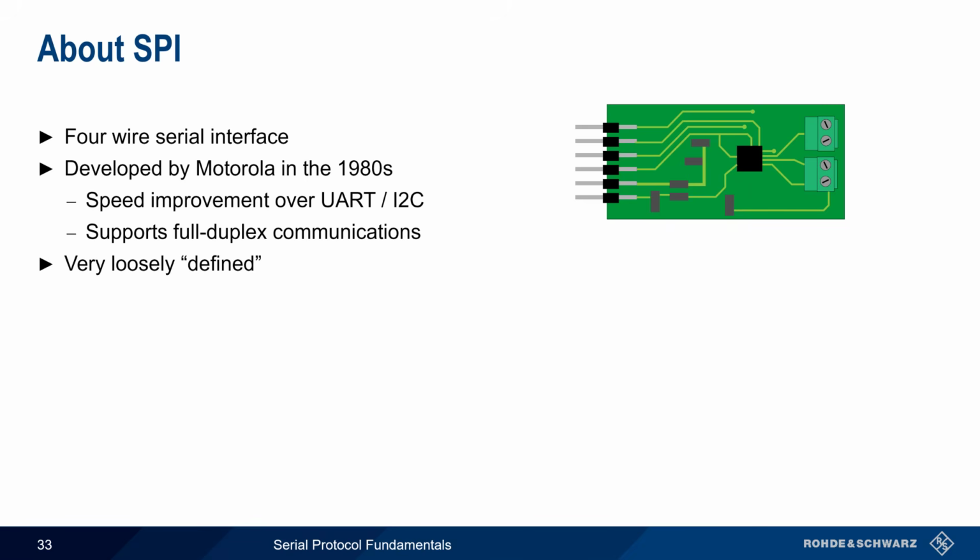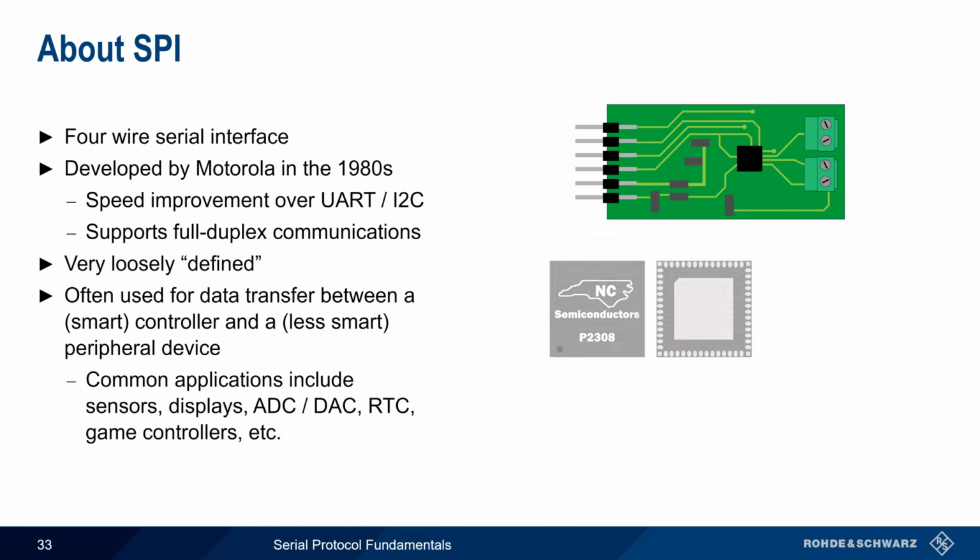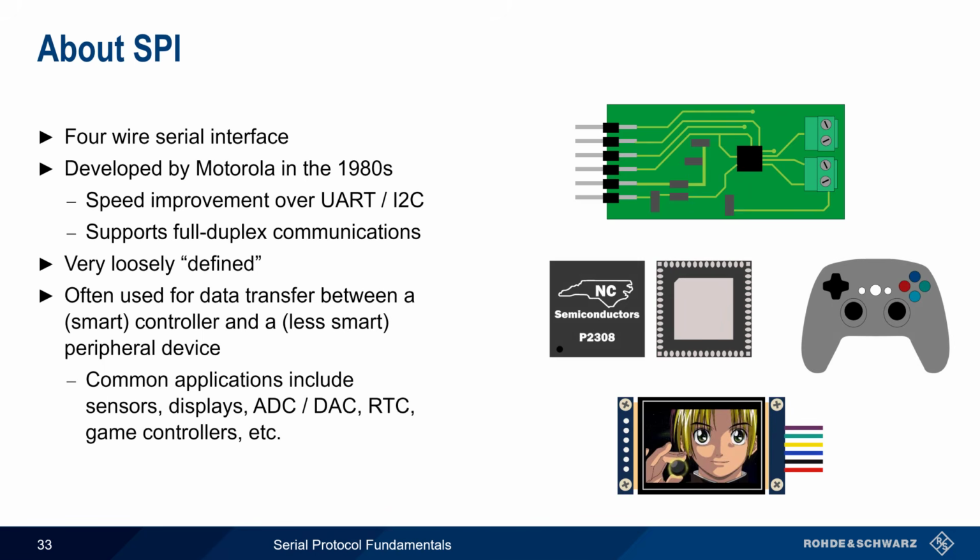However, SPI is somewhat loosely defined in that it does not specify frame formats, number of bits transmitted, or even voltage levels. SPI is most often used for transferring data between a smart controller and a less smart peripheral device. Many applications use SPI, some of the more common being different types of sensors, displays, ADCs and DACs, real-time clocks, wired game controllers, etc.